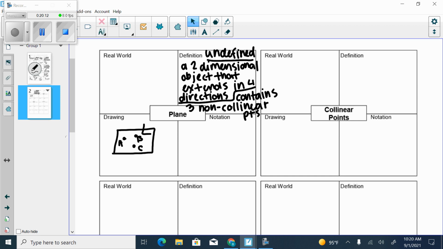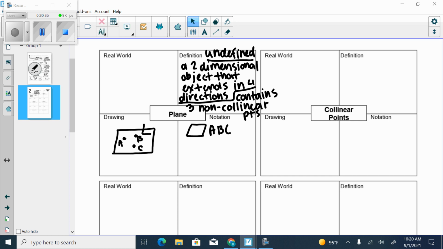So you could name this two ways. You would draw this kind of like a rhombus, where it's kind of slanted. That's what I'm drawing here. I'm not the best. But you could name it based on 3 points. You could pick any 3 points that are on the plane. So you could name it plane ABC in this case. That's 3 points that are on there.